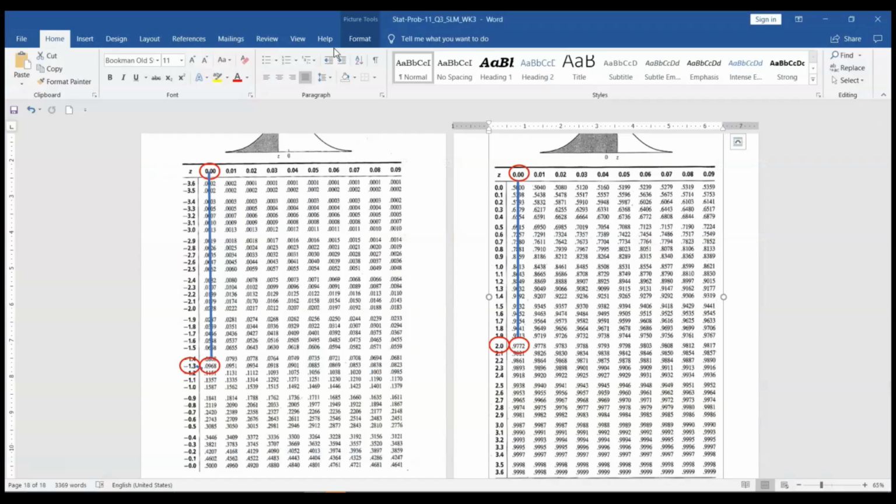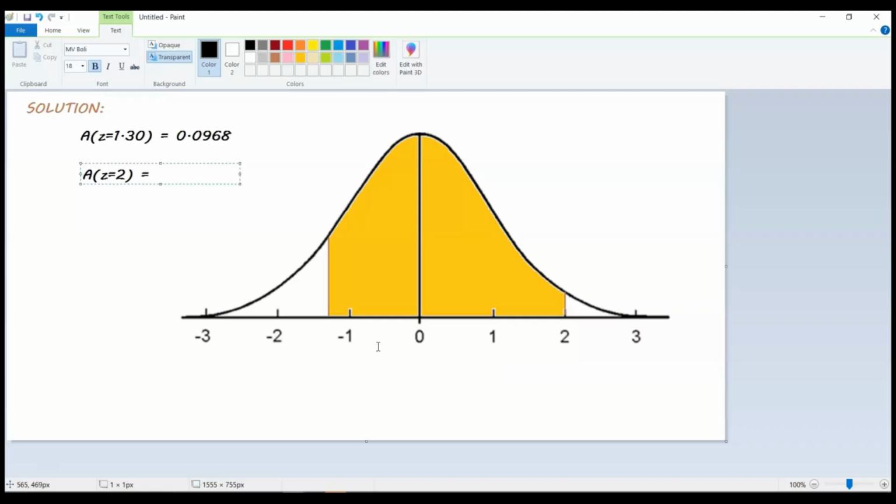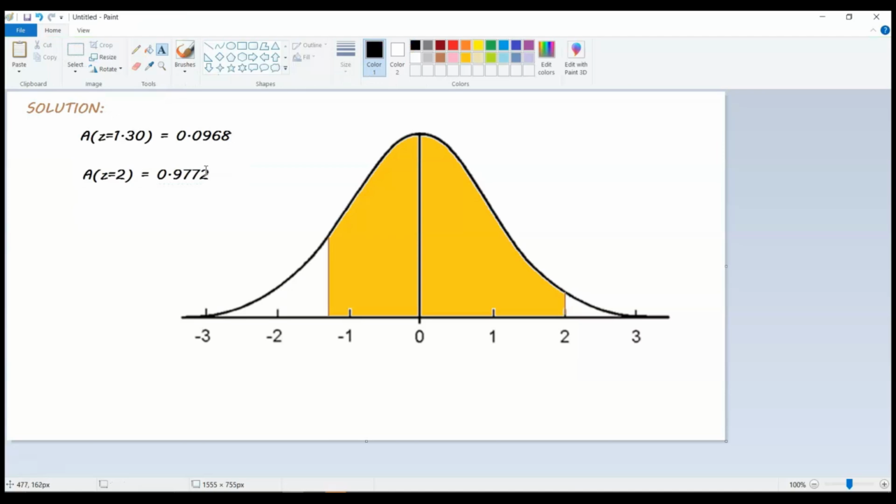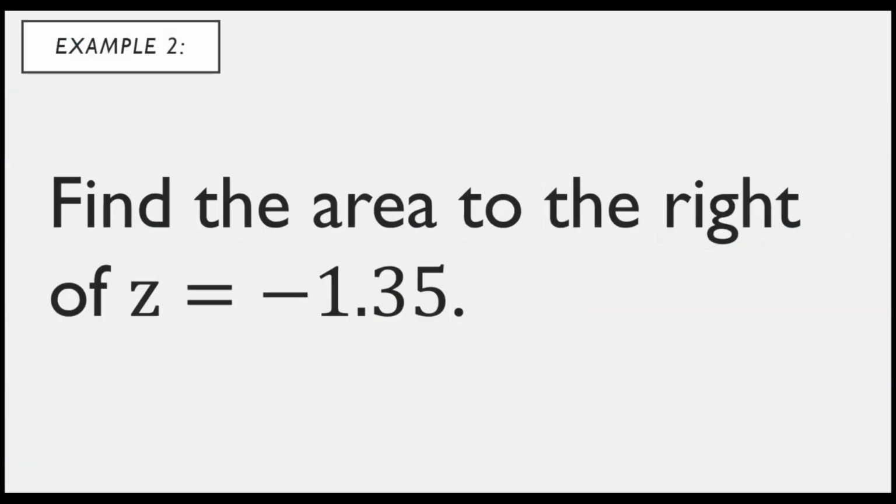Now, let's find the area at z equal to 2. Looking at the z table, at the left we can see the 2.0, and with the 0.00, that is z equal to 2, and the area is equivalent to 0.9772.